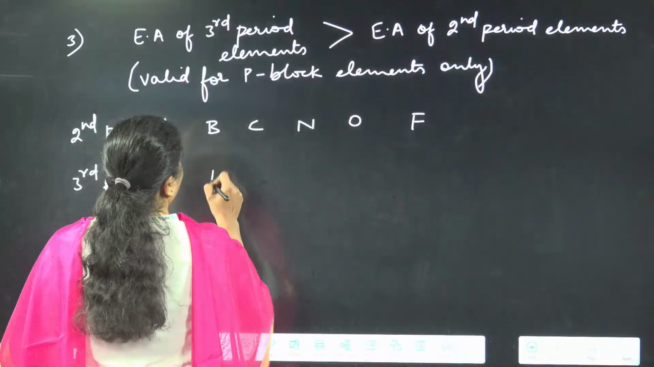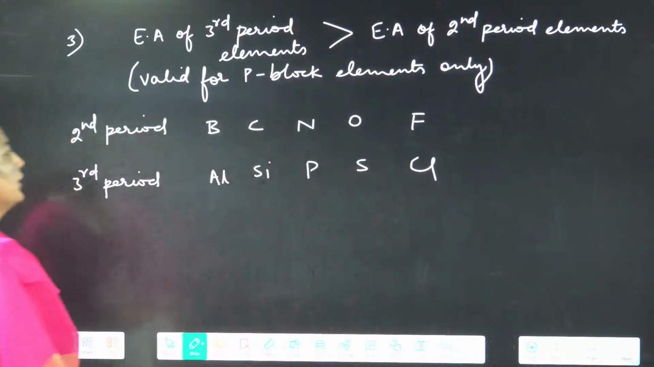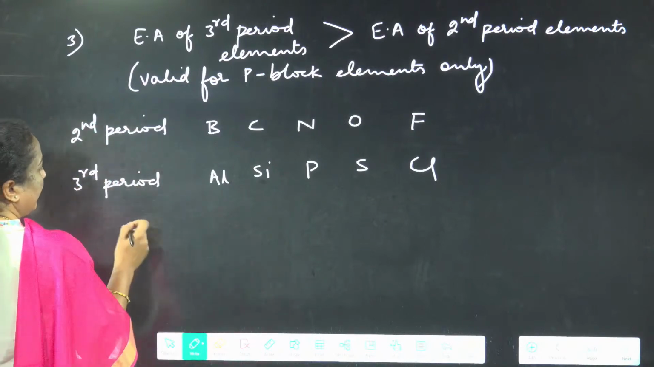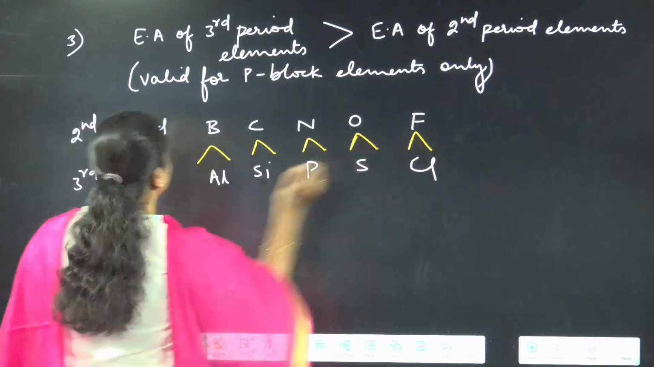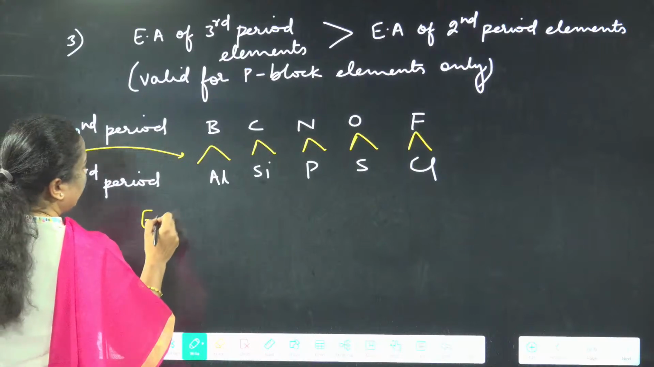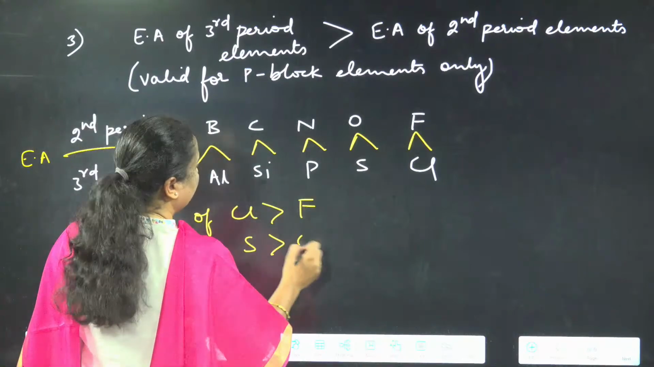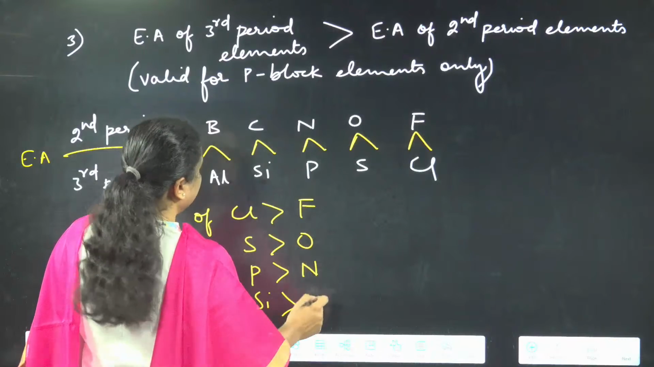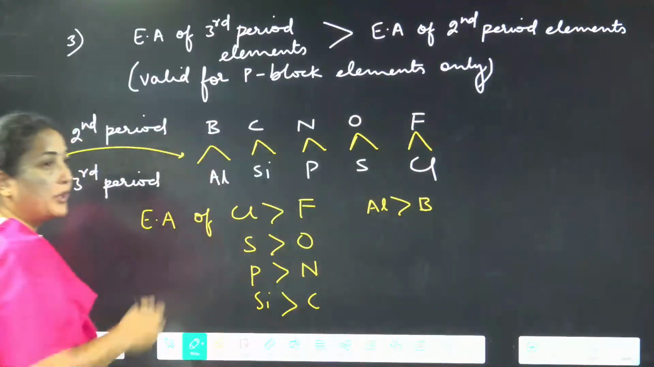Now here it is boron, aluminium, carbon, silicon, oxygen, sulfur, fluorine, chlorine, right? Now what we are saying is, if I have to go for electron affinity order, that is the order. Are you able to see? This arrow is telling the electron affinity order. That means electron affinity of chlorine is greater than fluorine, of sulfur is greater than oxygen, of phosphorus is greater than nitrogen, of silicon is greater than carbon, and of aluminium is greater than boron. That's what we are talking about.